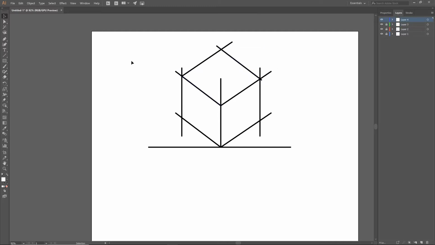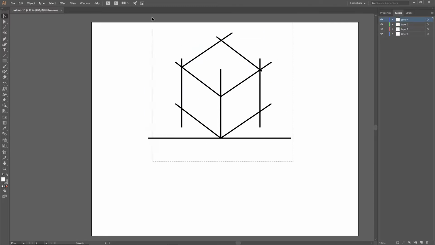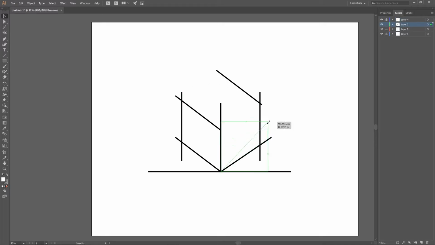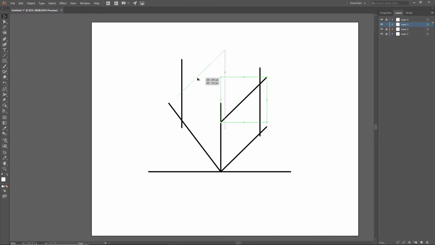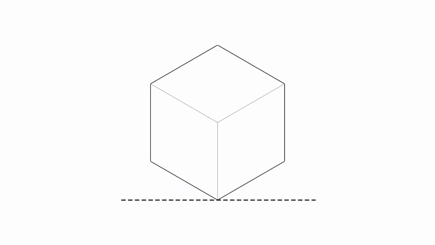Now, you probably have noticed that some axonometric projections look better than the others. This is due to the angle of your diagonal lines. Depending on these angles, you have different types of axonometric projections. The most common is isometric. This one has both angles at 30 degrees, making the model feel very symmetrical and well balanced.